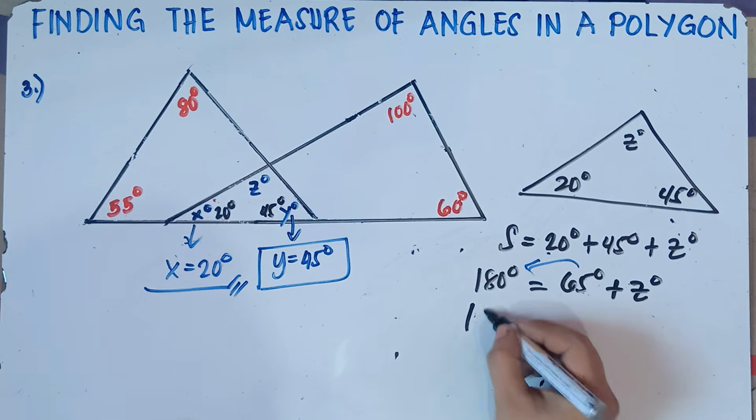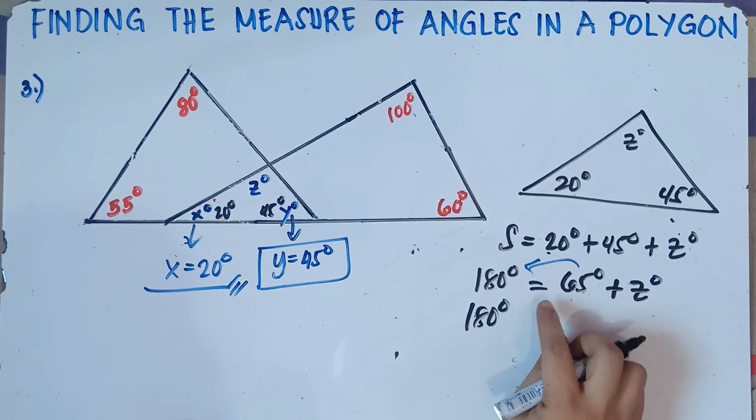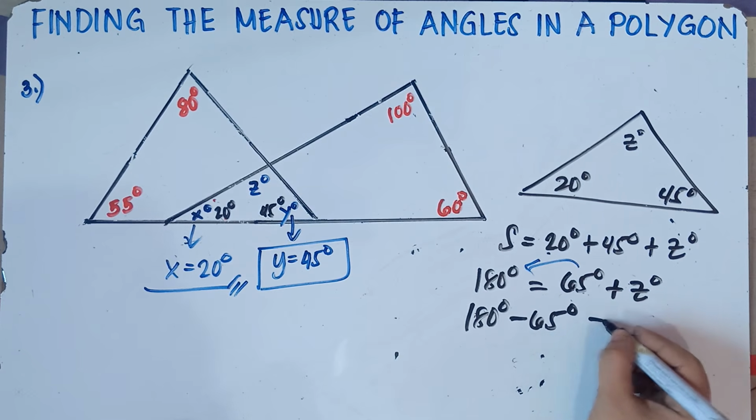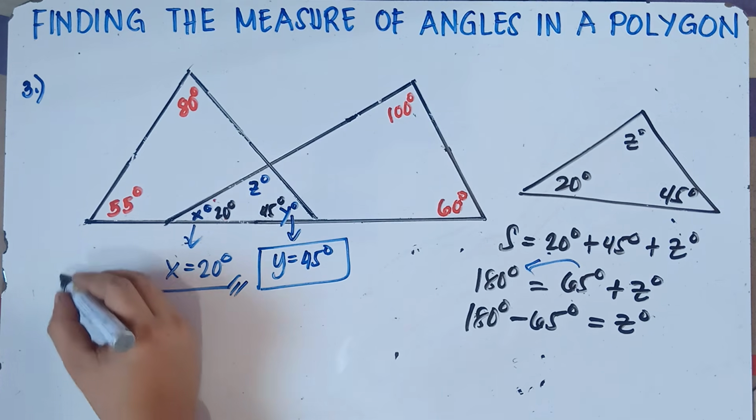We transpose 65 from right to left. So this will be 180. Once we transfer a term across the equal sign, you always change the sign. This is positive 65, it will be negative 65 degrees equals z degrees. So 180 minus 65. Let's subtract that.